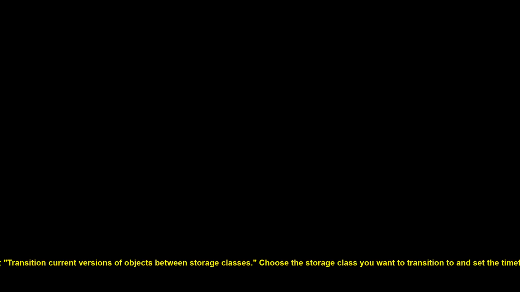Now, specify the actions you want the lifecycle rule to perform. Select Transition current versions of objects between storage classes. Choose the storage class you want to transition to and set the time.